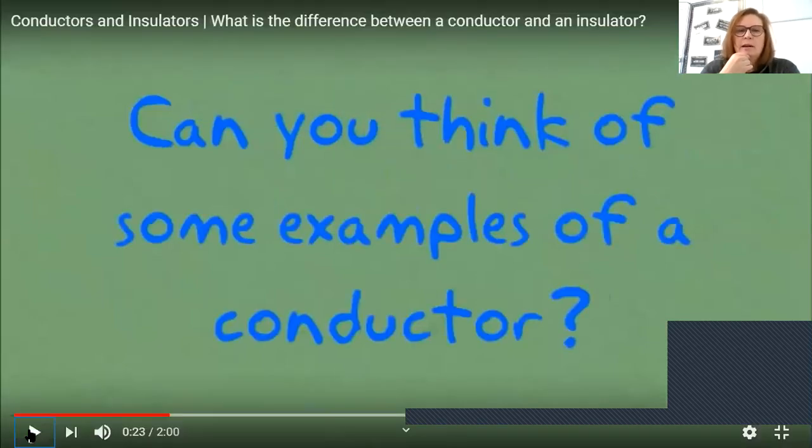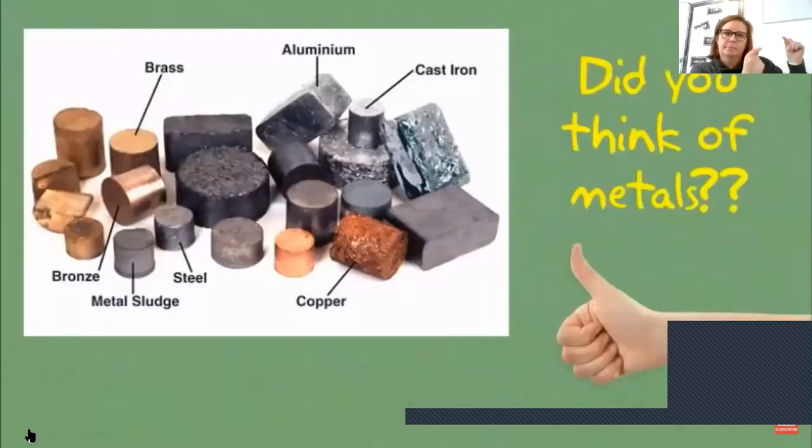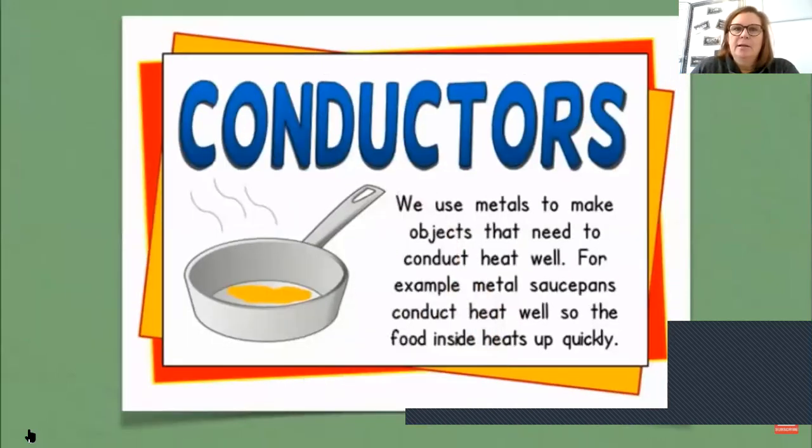Now, if I paused you right there, think about it for a second. If you needed to have the energy or heat flow go more rapidly or easily, what would you use? Let's see if you had some of the same ideas that we get in the video here. Metal, copper, cast iron, conductors. We use metals to make objects that need to conduct heat well. So when you use a saucepan on the stove, it's going to conduct the heat very well. It's going to make the food heat up quickly.